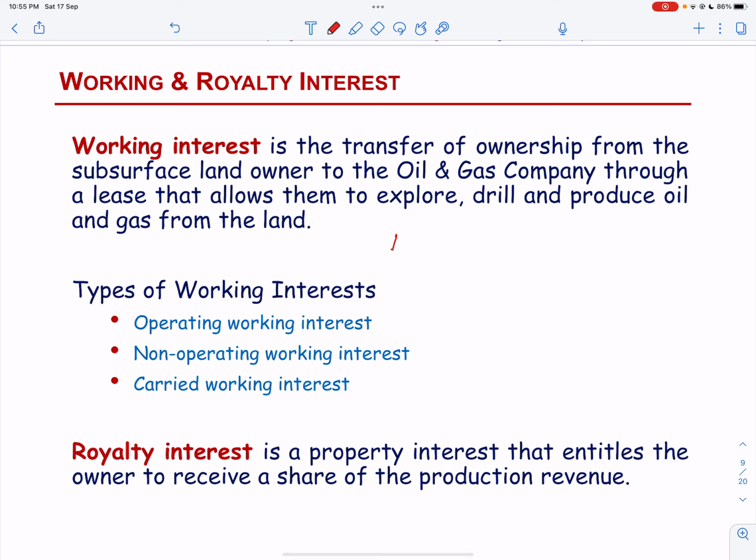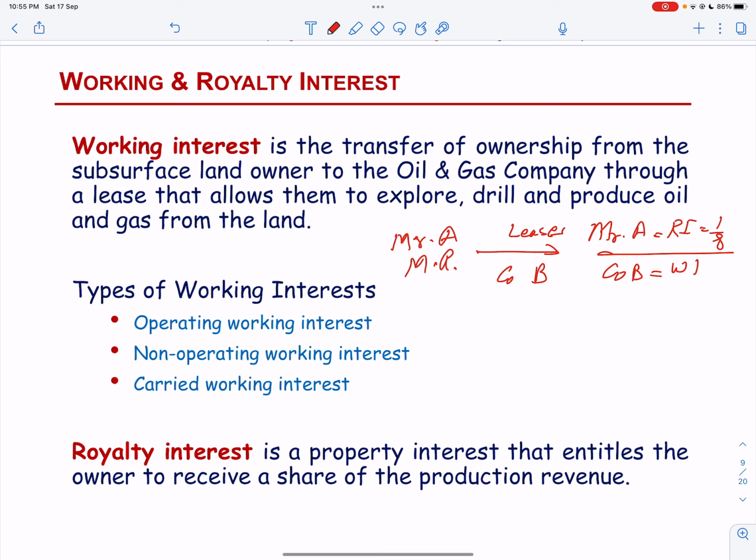So, suppose Mr. A has the mineral rights and he leases the property to company B. So Mr. A will have the royalty interest, conventionally suppose it is 1/8, and company B will be having the working interest of 100%. The company B will also have 7/8 of the revenue interest.